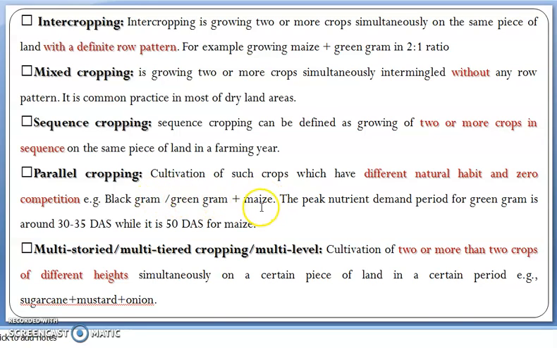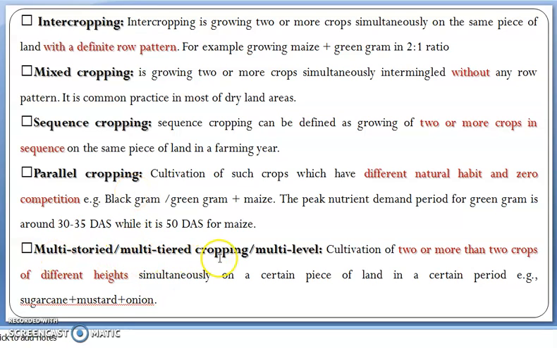The peak nutrient requirement or demand period for green gram is around 30 to 35 days after sowing, while in maize it is 50 days after sowing. So there will be no competition effect on nutrients. Okay, that's why it is called parallel cropping. They both are grown parallelly.